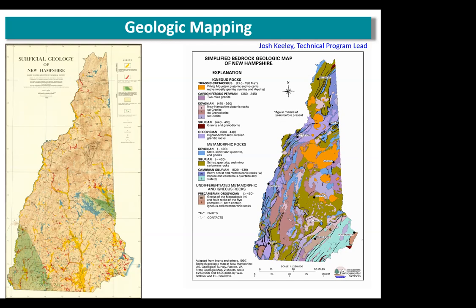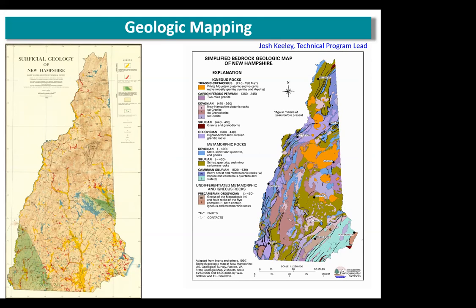And then we have our state bedrock map, which was last updated on a statewide basis in 1997. And this shows a distribution of our rocks and rock types across the state in their various ages, and what are the constituents of the minerals in those rocks. So these are maps that we have on a statewide basis.